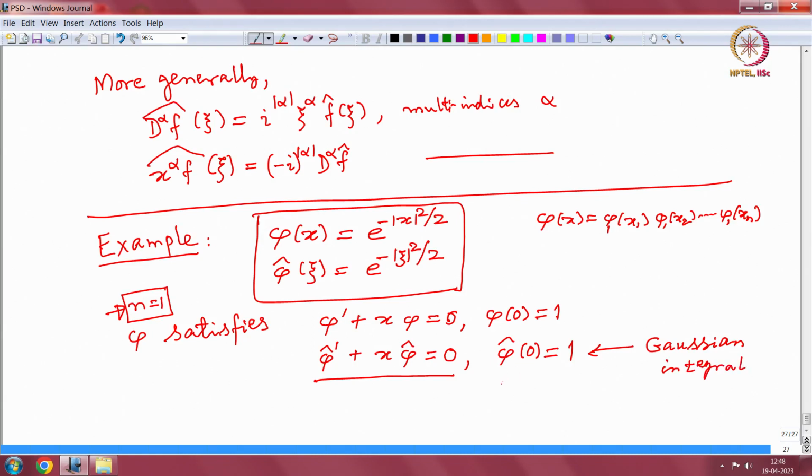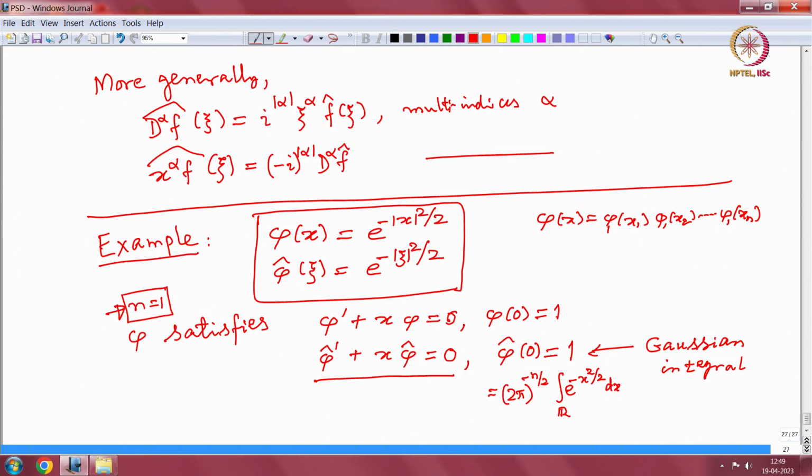So, what is this one? If you write using the definition, this is just the integral over R of e to the minus x square by 2 dx, and that is 1. Very important integral. That is 1.